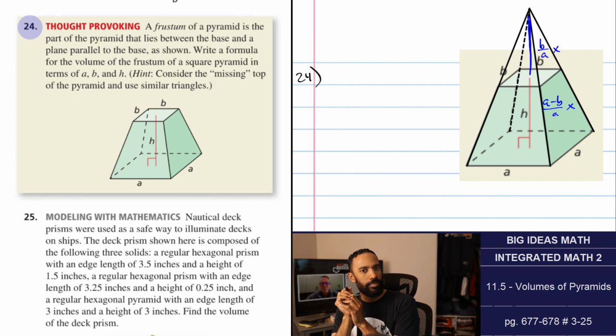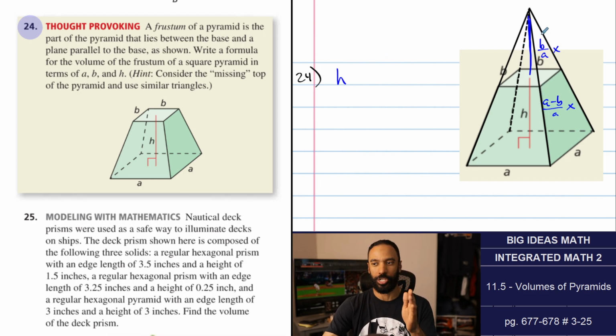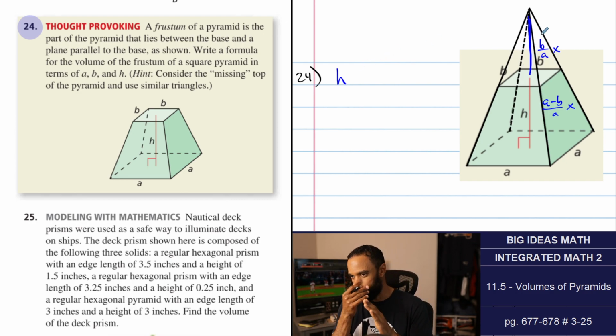They said, write a formula for the volume of this square in terms of a, b, and h. So if, oh boy, I'm having trouble writing out h here, and I shouldn't. This should be fine.